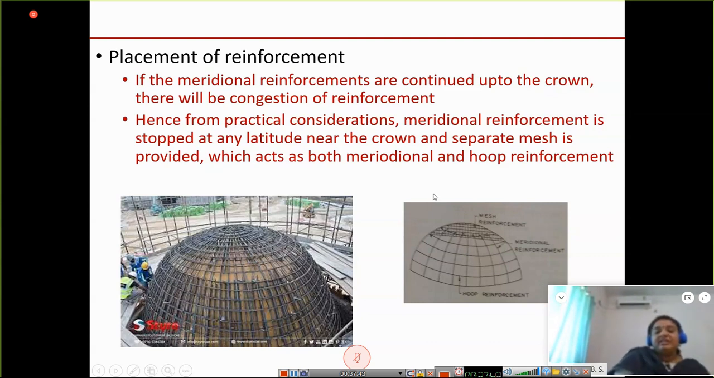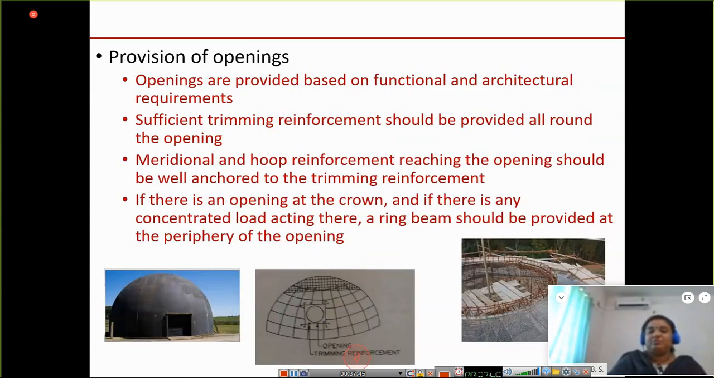And suppose we need to provide an opening, what will we do? In that case also we will have to face the same issue, right? We will have a horizontal component coming there, so what will happen there? We need to provide a ring beam there, and then do the continuation of the dome and the meridional.